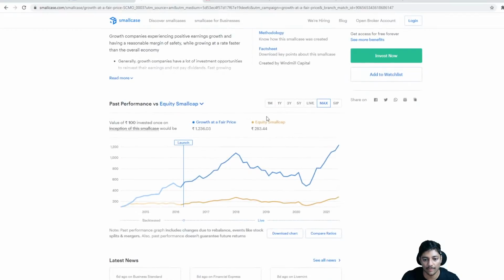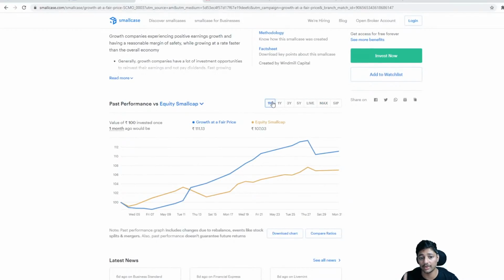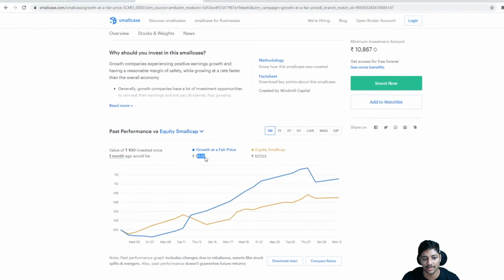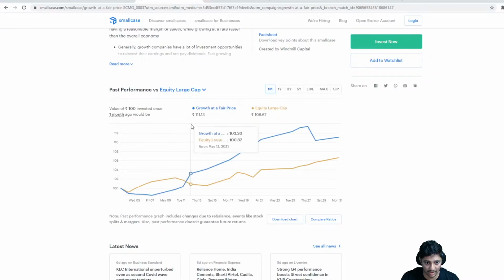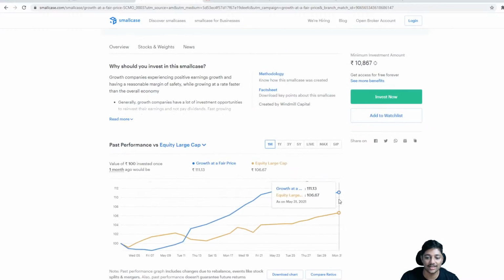Agreed? Chalo. Again, come back to 1 month. First, always look at 1 month. In 1 month, how much has it given? It has given 111 rupees. That means it has given 11.13%, and equity small cap has given 7%. But I don't think growth at fair price is basically a small cap kind of an investment, right? So what we can do is check large cap. How has it beat the large cap? Either way, it has beat small cap and large cap by around 4 to 5%. Awesome. Cool.